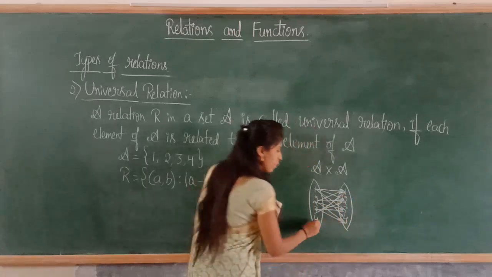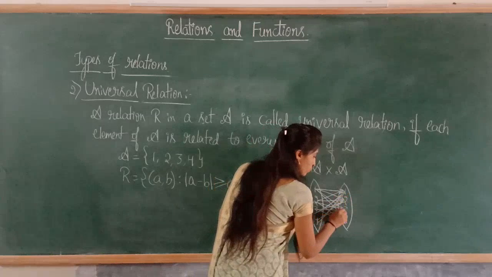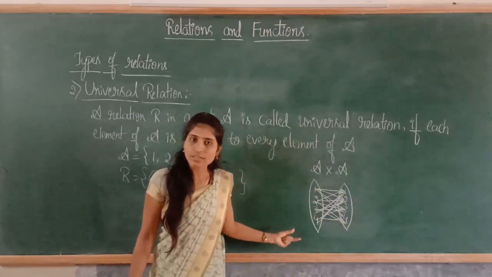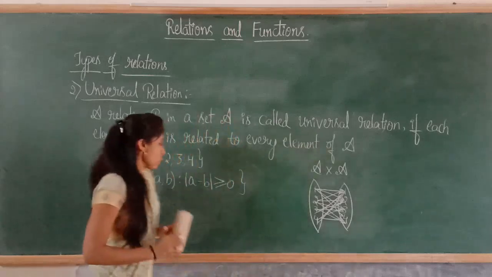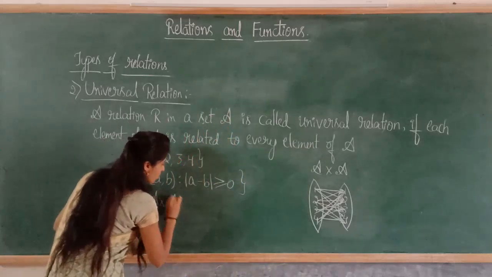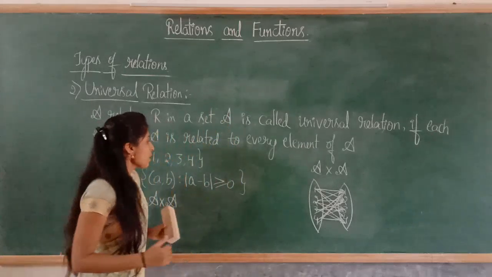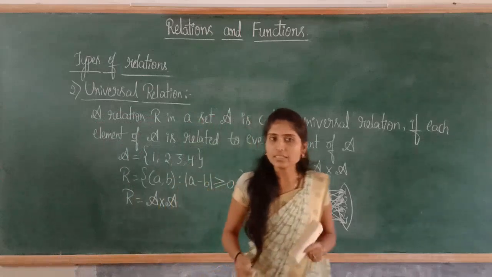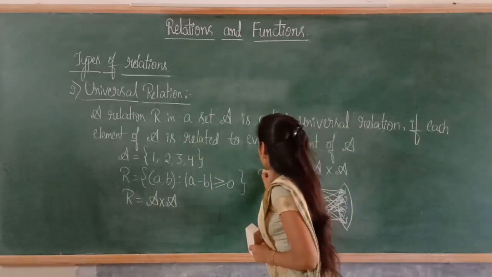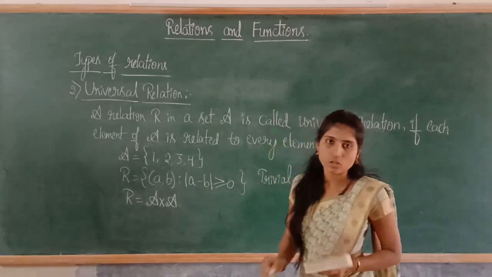And lastly, 4 is related to 1, 4 is related to 2, 4 is related to 3 and 4 is related to 4. Here, each element of A is related to every element of A. So, the relation is equal to what? The Cartesian product, that is A cross A. This is the universal relation. Sometimes for both the empty relation and the universal relation, we call it what? Trivial relation. Trivial relation. Okay.